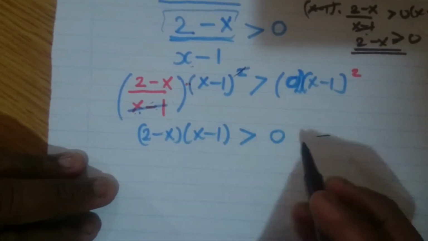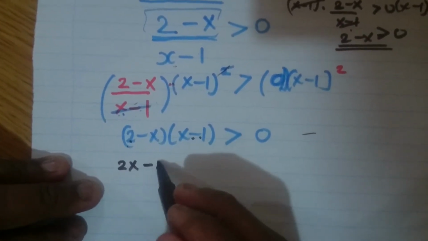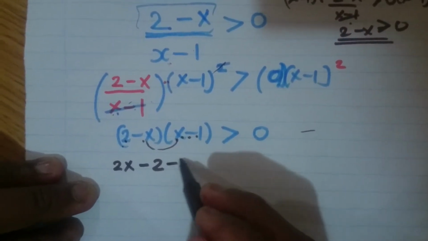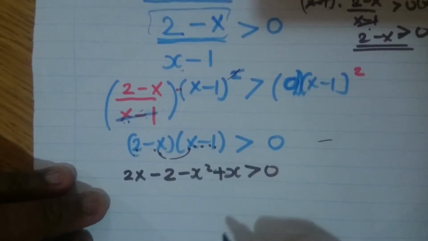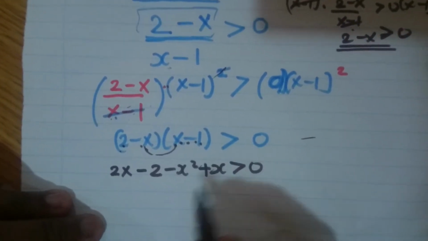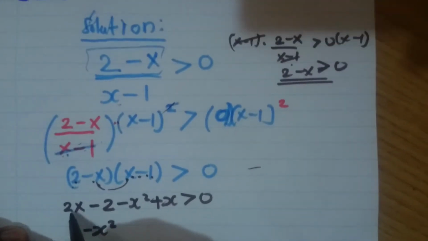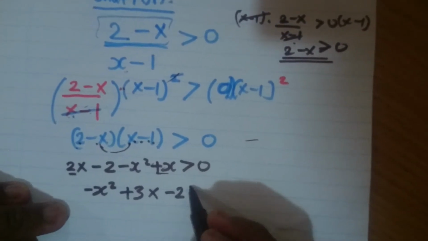So now we can multiply that out. 2 times x is 2x, and 2 times negative 1 is negative 2. For the second one, negative x times x is negative x squared, and negative x times negative 1 is positive x, greater than 0. So I can rearrange all my terms together: negative x squared, now 2x plus x gives 3x, and we are left with negative 2 greater than 0.